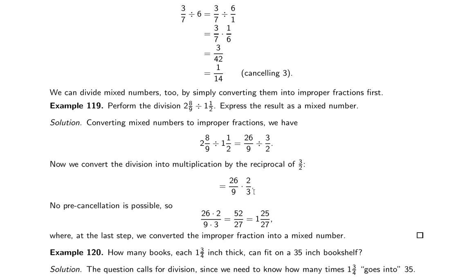Okay, then keep, change, flip. We get this. And then multiply straight across. I'm looking for pre-canceling, but there's nothing that cancels. So it's just 52 over 27. And as a mixed number, 27 goes into 52 one time, with remainder 25. So the answer is 1 and 25 over 27.